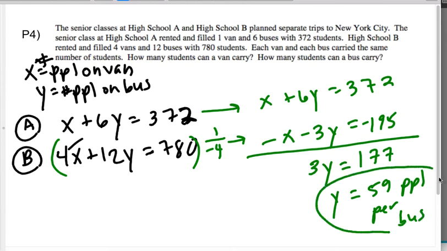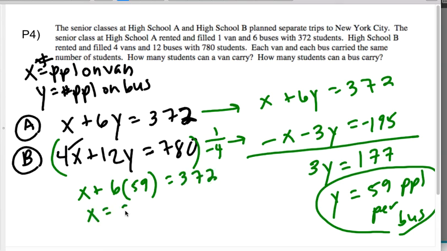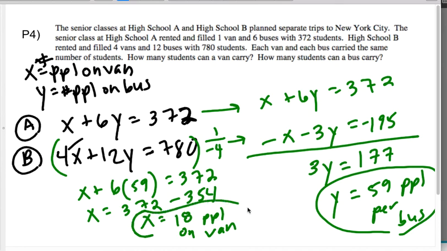And now that we know how many people are on a bus, we go ahead and find X. Well, I know that X plus 6Y, so 6 times the 59, is 372, right? So I'm going to get that X is 372 minus, this would be 360 minus 6, so it's 354. So X should be 18 people on a van, right? Because if I subtracted 8, and yep, there we go. All right, so there's your P4.